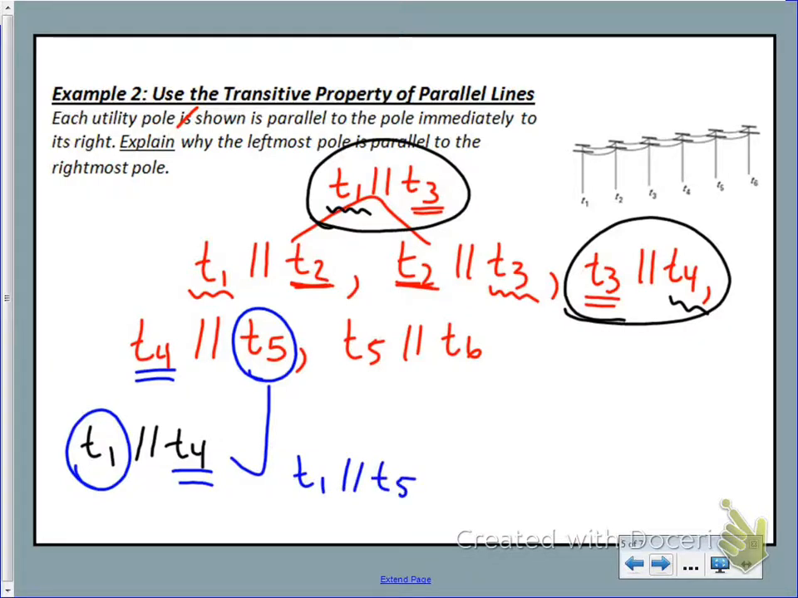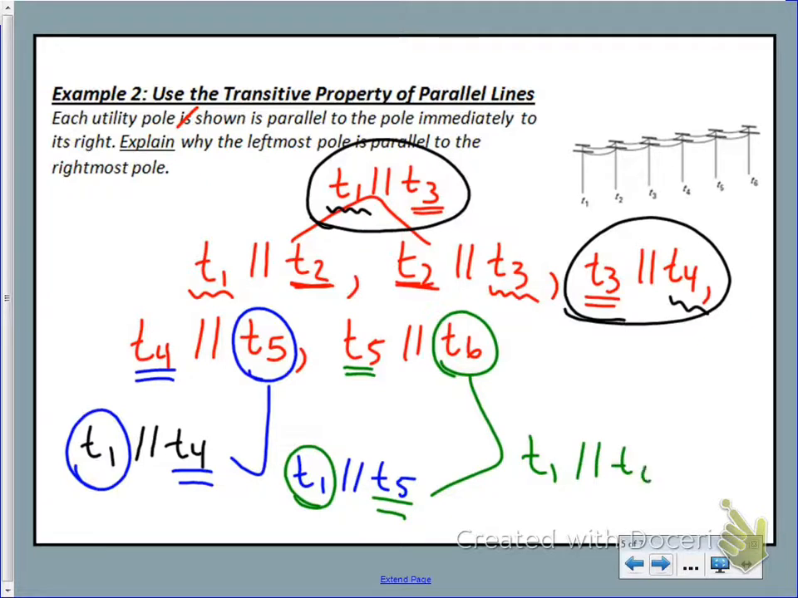And finally, T5 is parallel to both T1 and T6. So ultimately, we can show T1 is parallel to T6. Now, I know that was a lot to consider, and we're just joining those statements together. But really, I just want you to realize that this is called the transitive property.